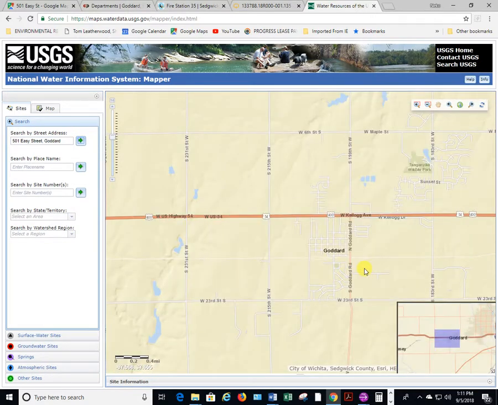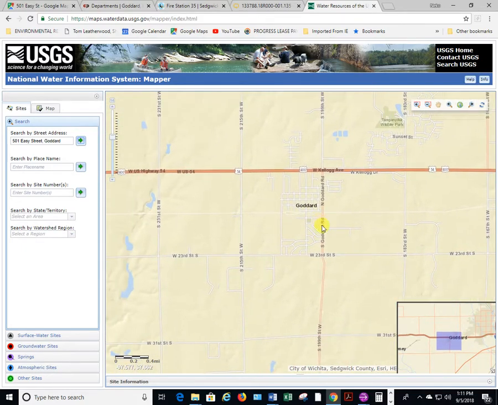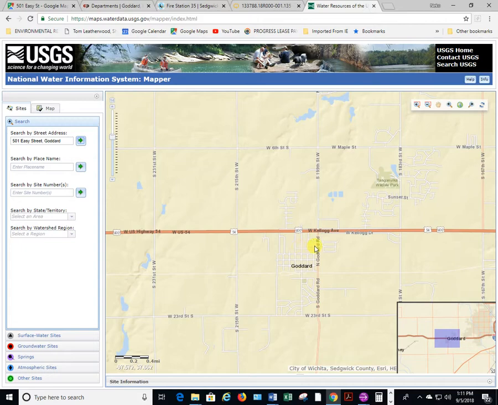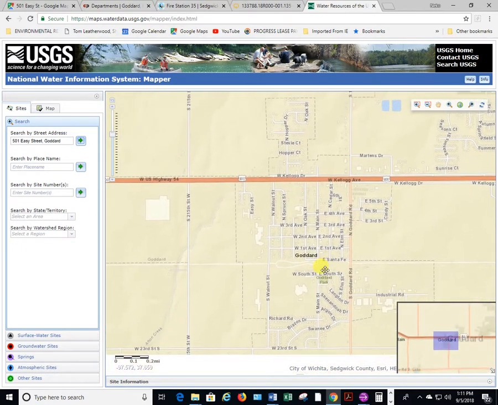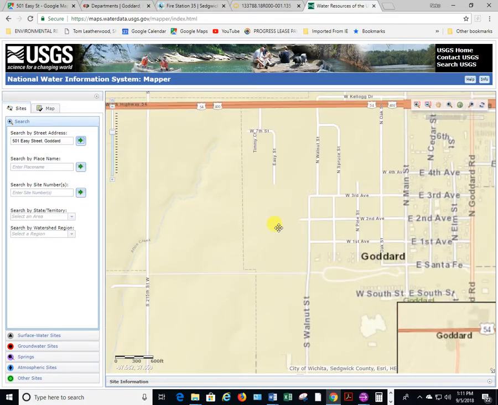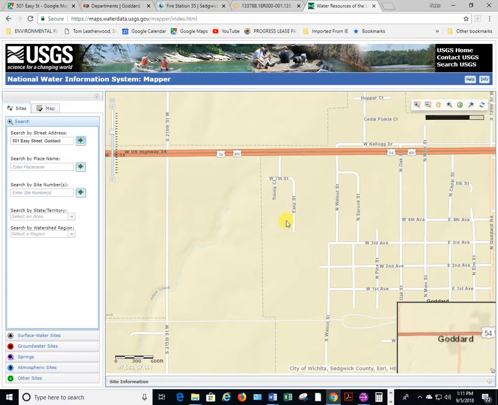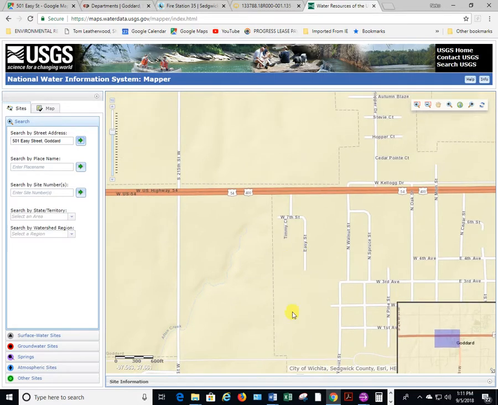Okay, so it puts me about in the vicinity of my site. And now that I'm in the general area of my site, I think we fall... Here we go, Easy Street. So we fall about... that's our property right there. They tried to draw it in, disappeared on us there, but we're located right here.